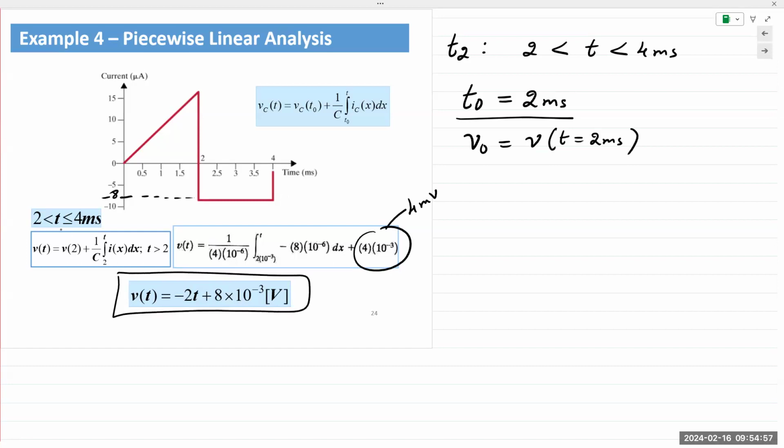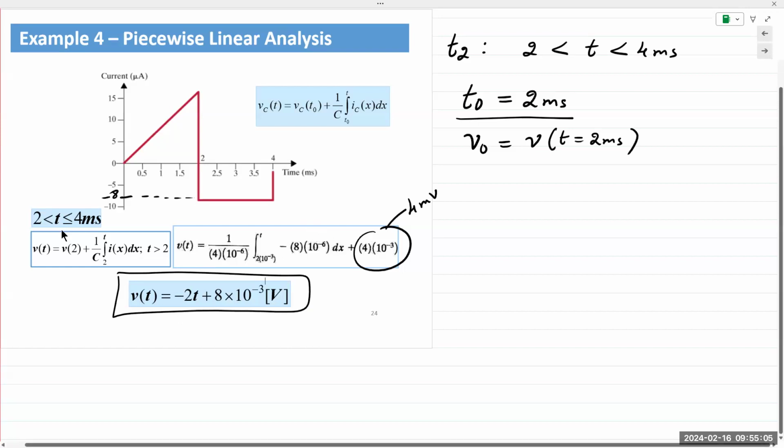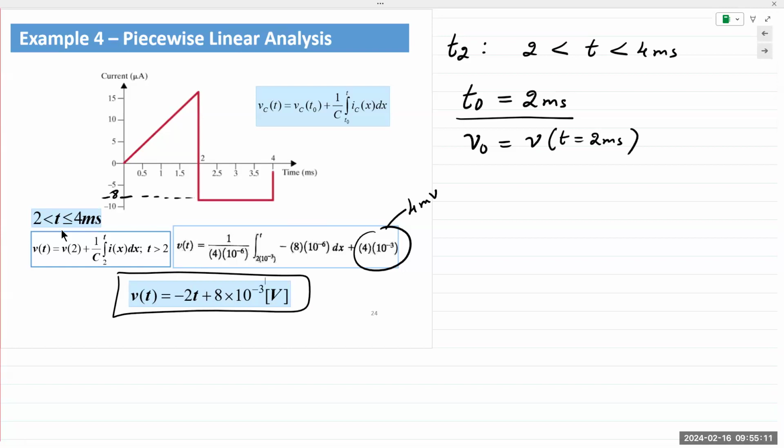That's your final answer. Again, this is a constant, so it comes outside, right? 8 into 10 raised to -6 is a constant, comes outside. You simply again get x squared over 2. The 2 also comes outside, cancels out. So you again end up with 0 to t. You plug in the limits and you get -2t plus 8 into 10 raised to -3 volts.